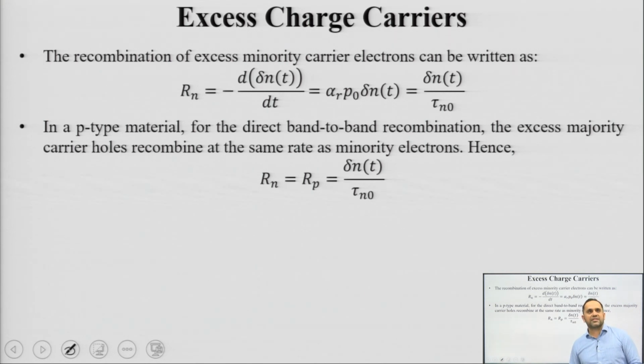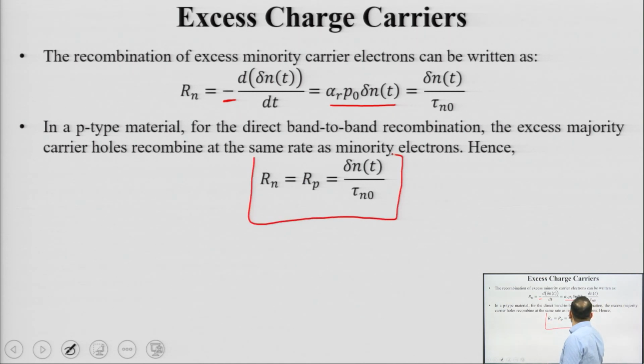So, recombination of excess minority carrier electrons can be written as a negative sign of the rate at which they are recombining. This negative sign basically means that with respect to time, the concentration of excess electrons goes down. When excess carriers are generated, with time they tend to recombine. That is why there is a minus sign here, and we have already seen the solution for this. So, this equation basically tells you the rate of recombination of charge carriers. We have done this for a p type semiconductor.